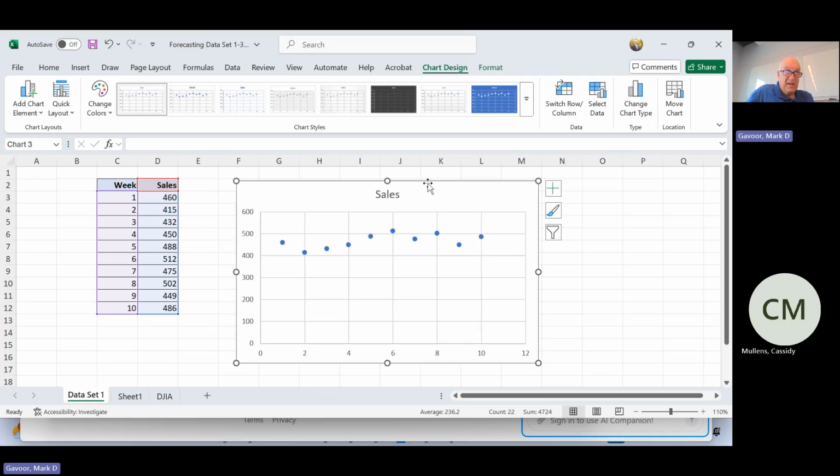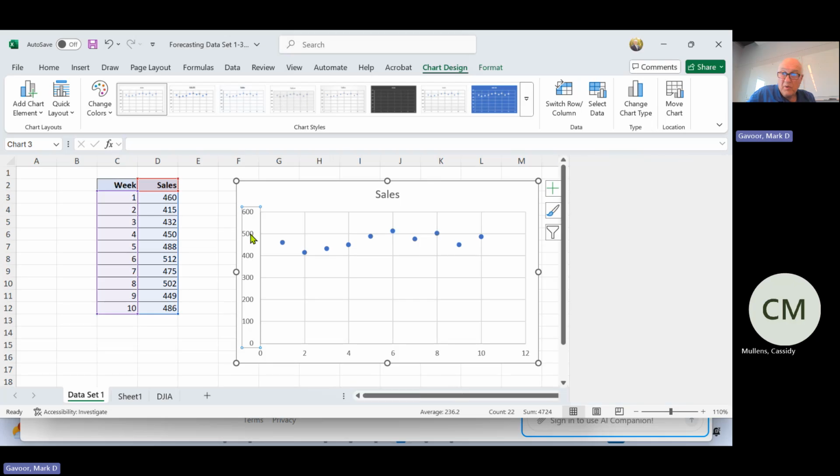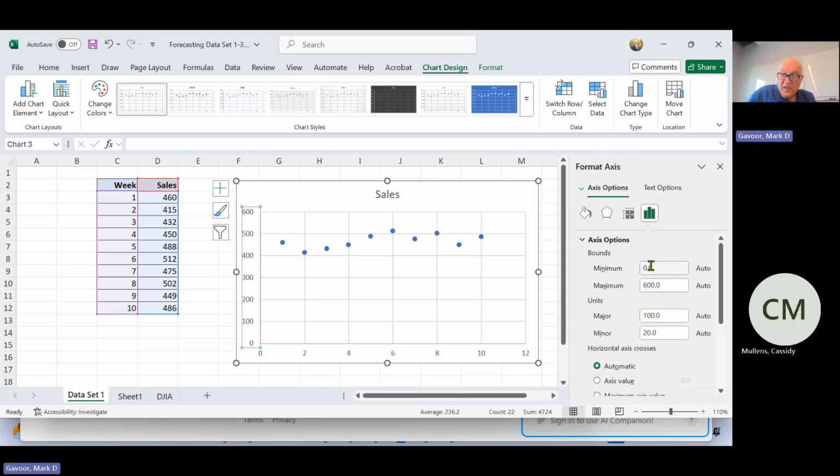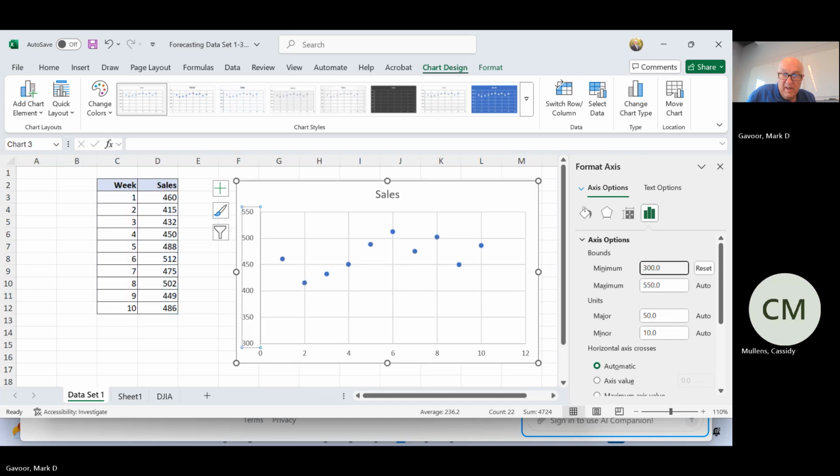Does it look like it could be a line? Sure does. I mean, it looks nice. The thing that I could do, if I click on the y-axis numbers, it goes from 0 to 600. But notice there's a lot of space between 0 and 300. So what if I made it 300? It still looks like I could put a line through there, but the variation from point to point seems more pronounced. Which is the right way to do it?